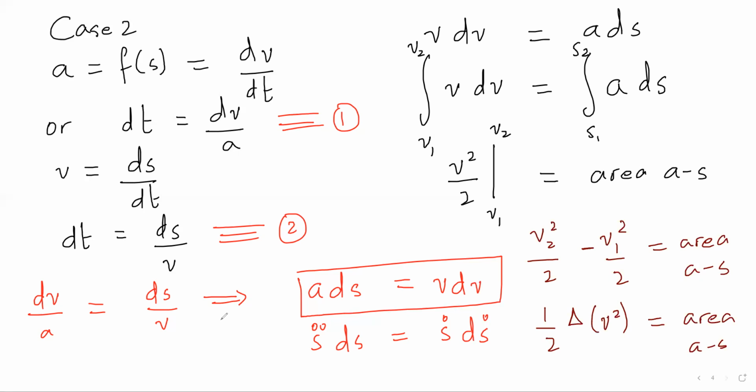So let me just make an example and we can finish today's class. So let's say this is our a-s curve. Let's say this is our T1. Let's say this is our T2. This is a-s. So anyone who wants to tell us what will be the area under the curve? Well, it will be 1 over 2 delta v square.